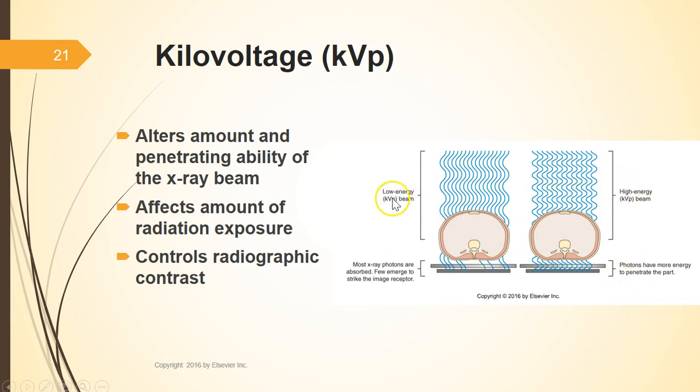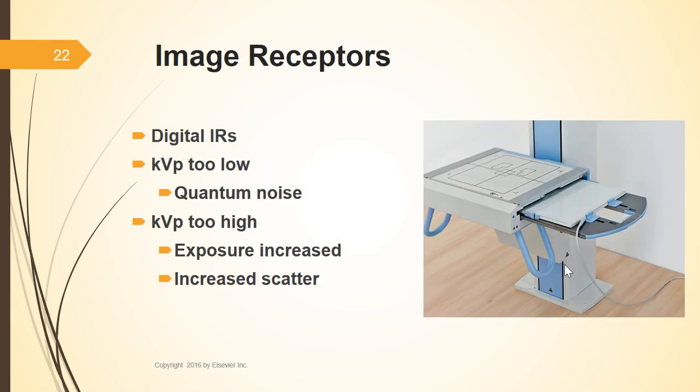This is a low energy, low kVp. And so there's not a lot of those. And it's kind of taking its time, la-di-da-di-da. But this high energy beam means more reach down here. Photons have more energy to penetrate the part. Now, this is important because you need to have enough energy to reach the IR, but you also need a quality radiograph. So let's go and compare this a little bit.